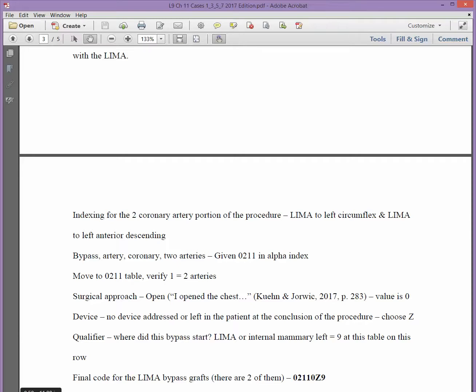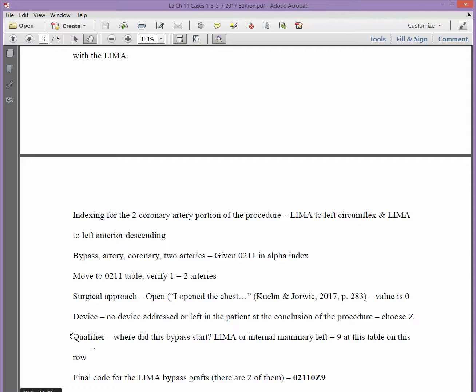The next character value you have to choose is your surgical approach. It states in your clinical documentation, I opened the chest. That is an open surgical approach. The value for that is 0. Device character value is your next choice. Was a device left in the patient at the end of the surgery, or was some device already there that the physician or surgeon is working on? The answer is no, so we choose Z.